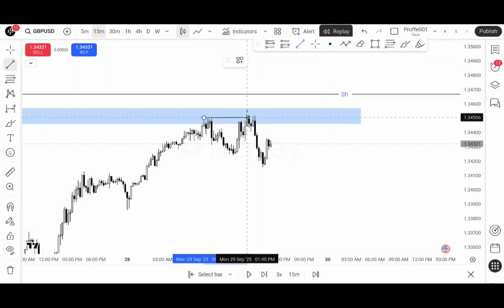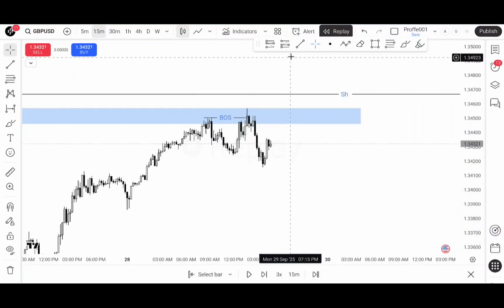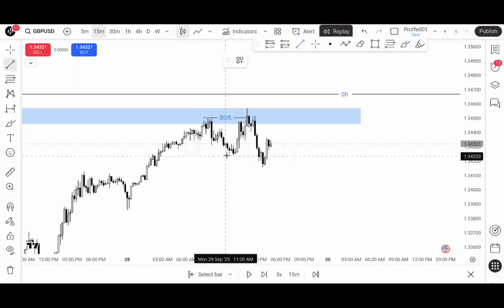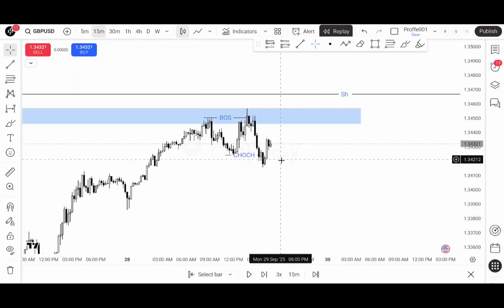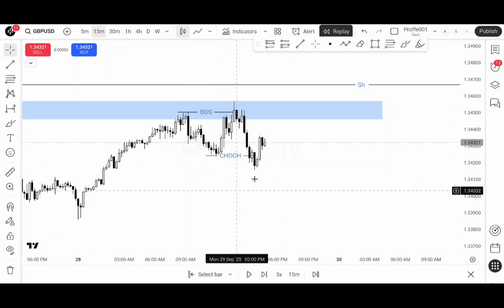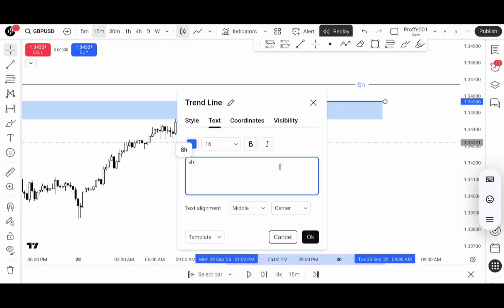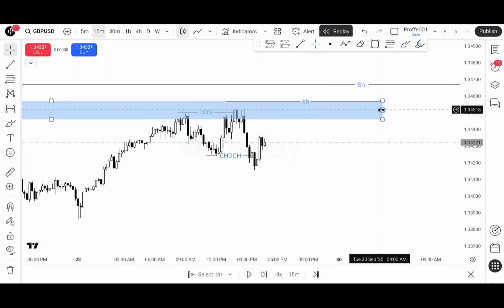We have a clear break-up structure. We have a clear change of character. After marking out your break-up structure and your change of character, the next thing is to mark out your swing high. After marking out your swing high, what did you do next?